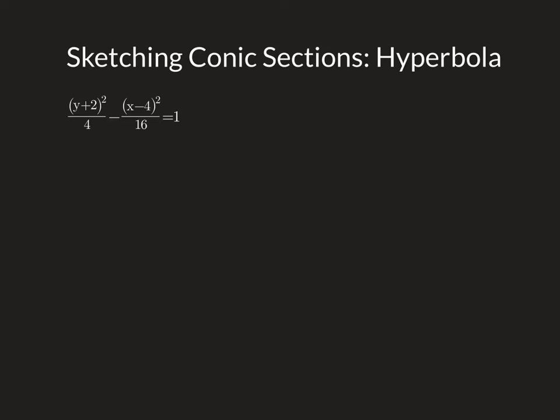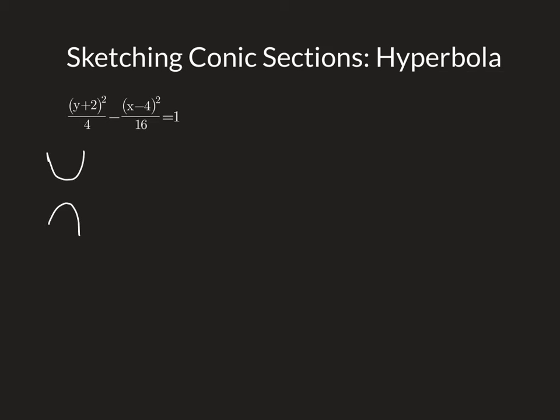Here we're sketching a conic section called a hyperbola. We can tell it's a hyperbola because it has a minus in it. Hyperbolas are the only equations that have x squared minus y squared, or in this case, y squared minus x squared. Because it's y squared minus x squared, the graph is going to be opening up and down along the y-axis rather than horizontally, as it would if x were the positive one.